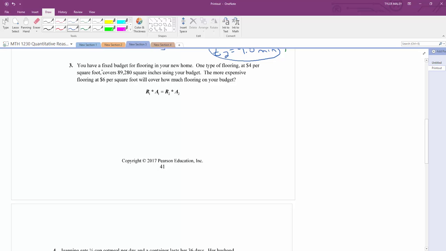Alright, number 3 says we have a fixed budget for flooring in your new home. One type of flooring at $4 per square foot covers 89,280 square inches using your budget. The more expensive flooring at $6 per square foot will cover how much flooring on your budget?